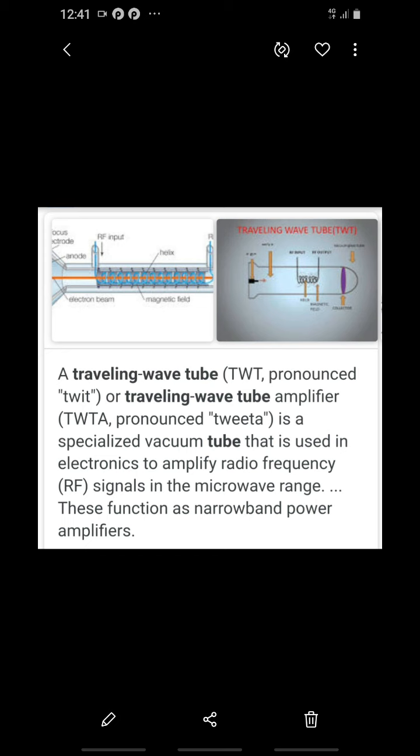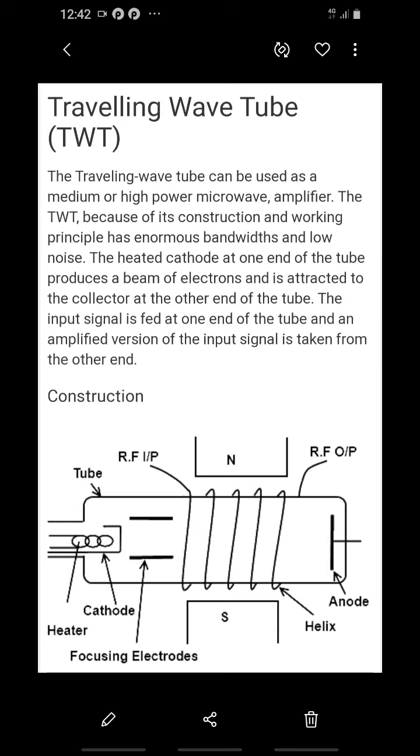This functions as a narrowband power amplifier. In the above PPT, the structure of the TWT and its parts are shown. The traveling wave tube can be used as a medium or high power microwave amplifier.